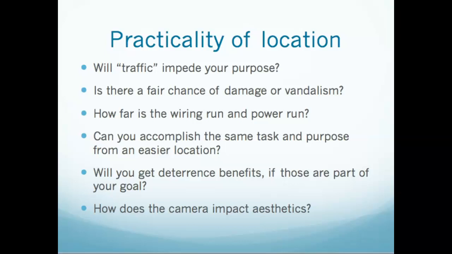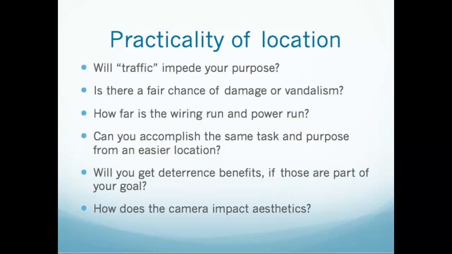Is there a fair chance of damage or vandalism? Cameras get vandalized, especially on the outside of a building, right? Cameras get damaged. People are in a work environment to work. They move things around. There's things that may be tall enough to hit the bottom of a camera. Those racks, for instance, could hit the camera. So think about, is the location protected from what you're going to do?